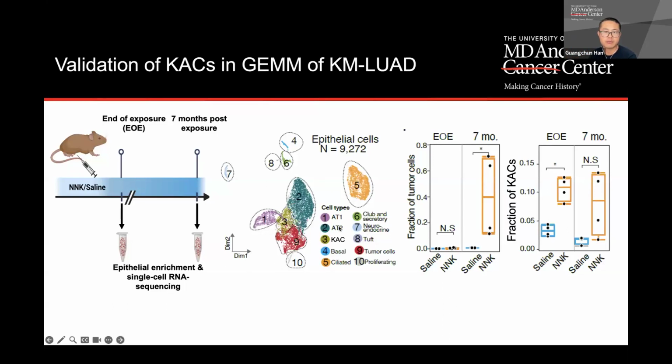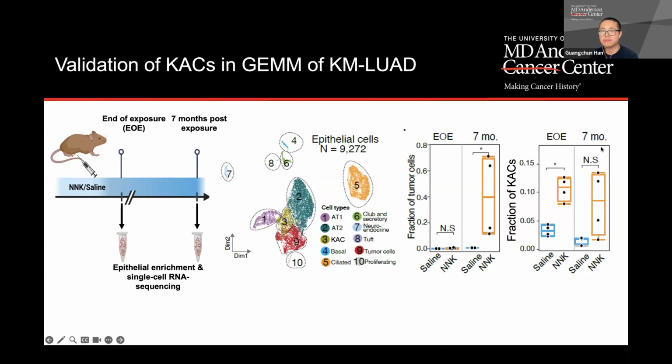We identified, for example, AT1 cells, AT2 cells, as well as CAC cells. So the CAC cells are also located in a very similar location on this UMAP. They serve as a junction or bridge between the normal alveolar cell populations. And we checked the tumor cell fraction as well as the CAC cells from mouse data. The tumor cells showed up 7 months after exposure, and the CAC cells show an abundance change at the early time point at the end of treatment.